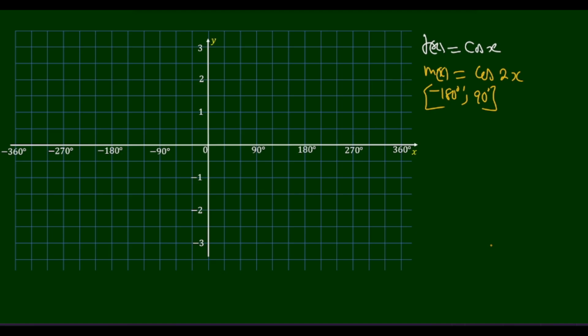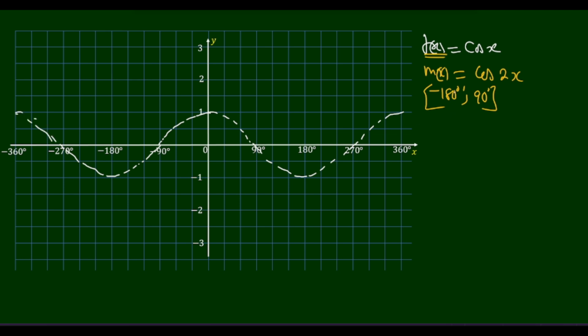So what do we do here? Again, it is very important for us to be able to know the key features of the parent graph first. So our parent graph is f of x, which is at 90, 180, 270, and then 360. And then here this goes like that. This is the parent graph.